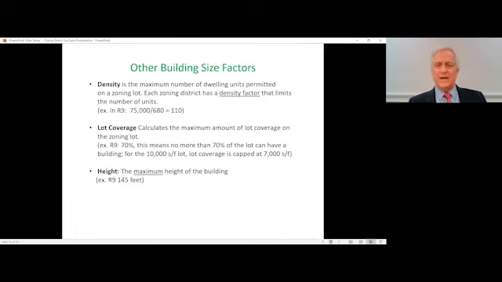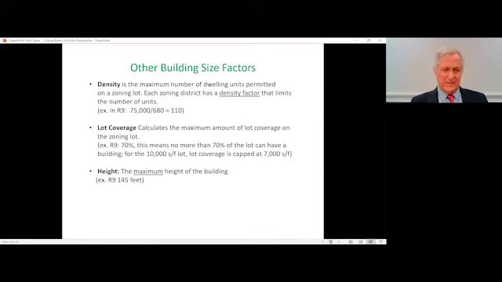So now that we've looked at the height of the building, I want to just talk about two other important building size factors. One is density. Density limits the amount of units you can build. If you're building a residential building, you can't just pack in as many units as you want. You can't just fill it up with small studios. They limit it. They want to make sure the apartments are not too condensed. So there's a density factor with every residential district.